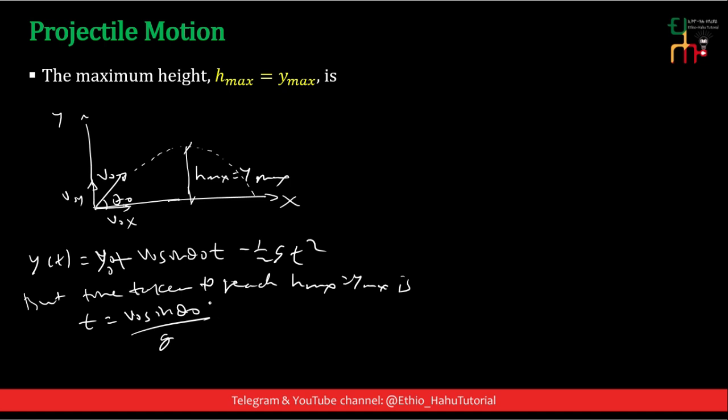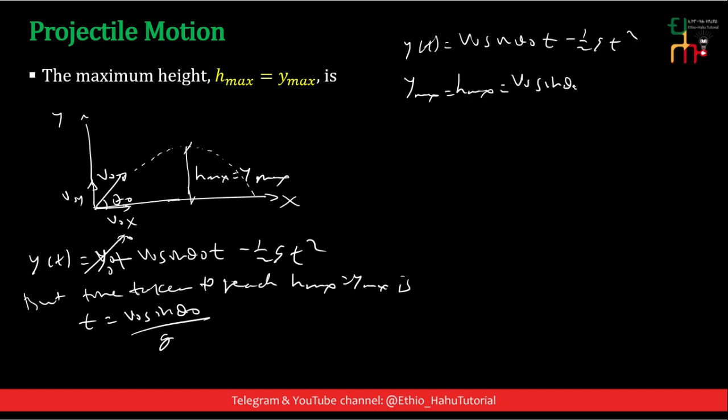Let's substitute for t, v naught sine theta naught divided by g. And y naught is 0, the reference position. Therefore, y of t is equal to v naught sine theta naught times t minus half g t square. To find y max or h max, it is v naught sine theta naught times t, which is v naught sine theta naught divided by g, minus 1 over 2 g into v naught sine theta naught divided by g the whole square.